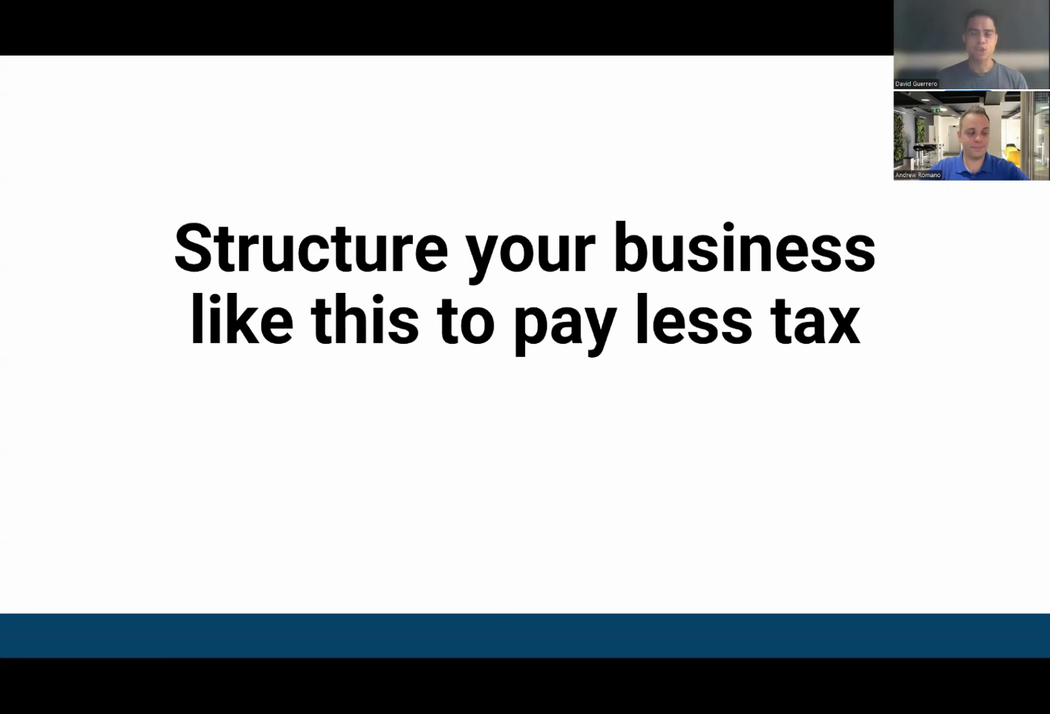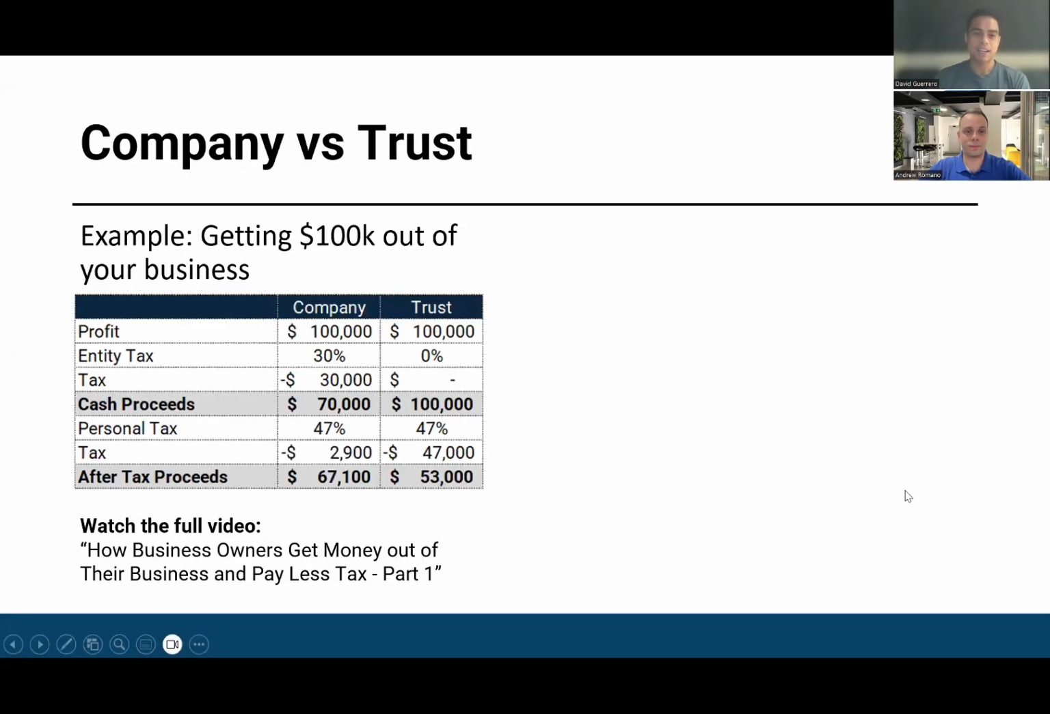So, how do you structure your business to pay less tax? Quickly revisiting the presentation that we did last week on how business owners get money out of their business and pay less tax, we looked at two different entity types where you can run your business out of, which include a company and a trust. And both had their pros and cons and yielded different post tax outcomes.